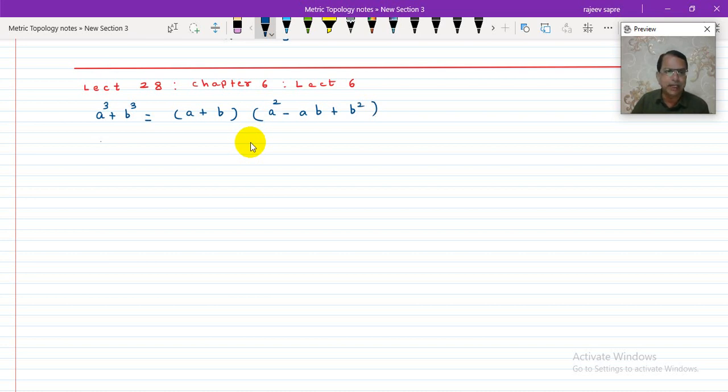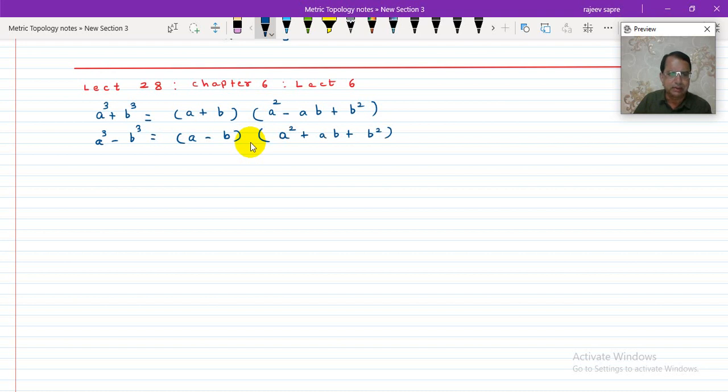Now for a cube minus b cube, the formula is similar. It is easy to remember. When it is a cube plus b cube, the first factor is a plus b. When it is a cube minus b cube, the first factor is obviously a minus b. In the second bracket, the terms are the same, but when it is a cube plus b cube the middle term is negative, and now it will be positive. So the second term will be a square plus ab plus b square, right? So these are the two factorizations.